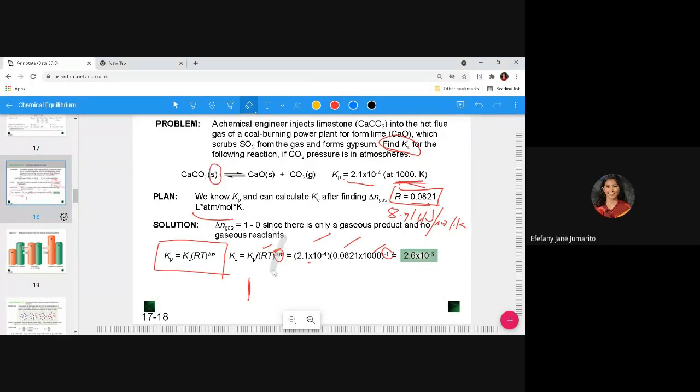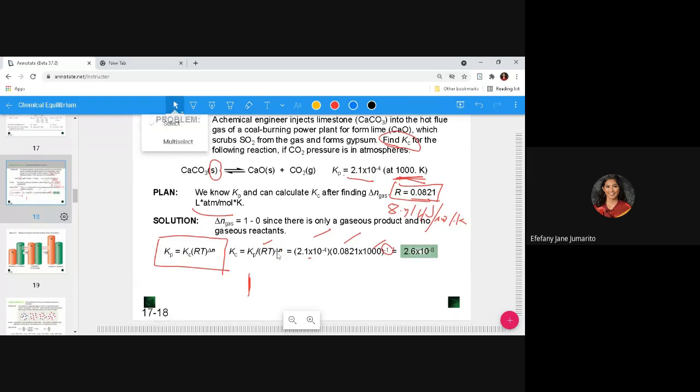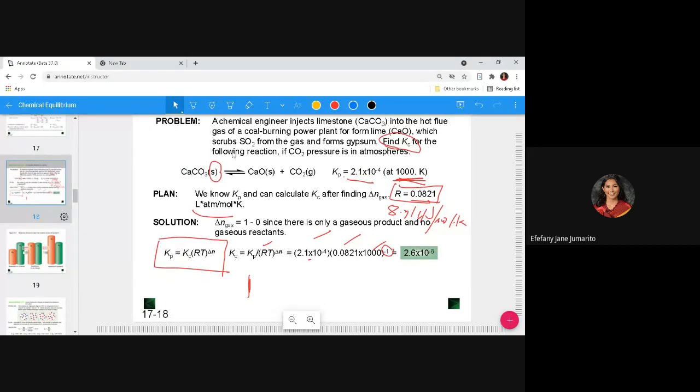Now remember, class, n is the number of moles of gases present in your reaction. So we have that one. So that's why here it's 1. So n is equal to 1 minus 0, that's 1. Okay.